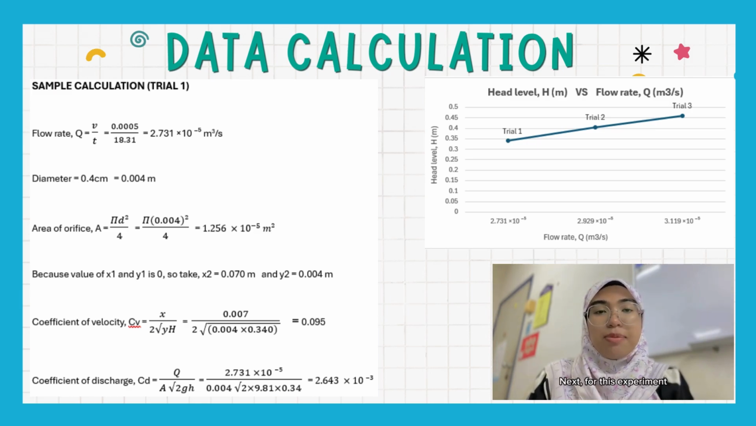Next, for this experiment, the graph shows head level H with unit meter against flow rate Q with unit meter cube per second. So the y-axis is head level H and the x-axis is flow rate Q. For this experiment with 3 trials, the line graph illustrates higher head level readings with increasing flow rates.